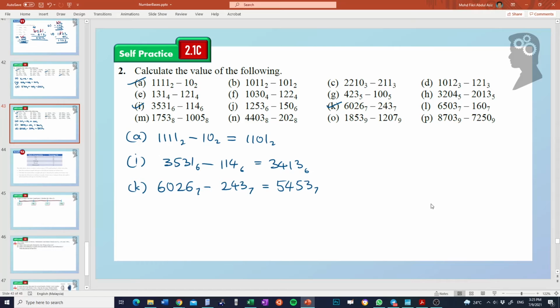Okay. Last one, base 9. Let's say soalan O. O is 1853 base 9 minus 1207 base 9. Six, 4, 5. 645 base 9. Zarif dengan Sofia sama. Okay. Syafi pun sama. Aimi dapat? Dapat. Alright, good. Okay, settle for question. Yang lain tu, your homework.